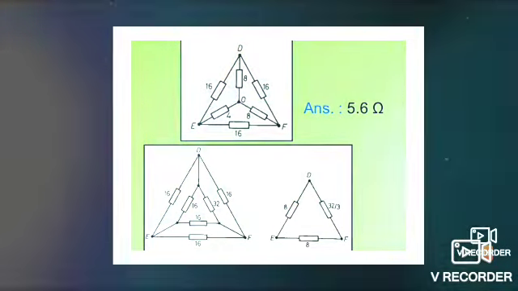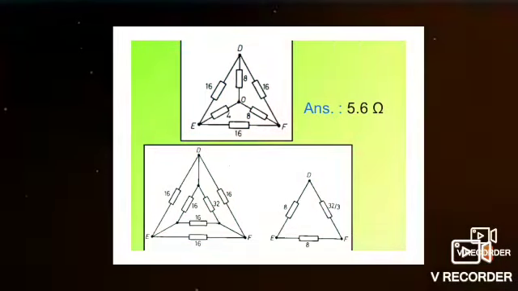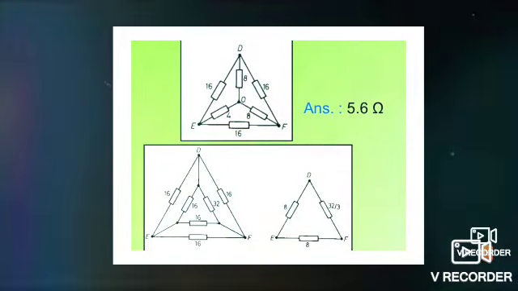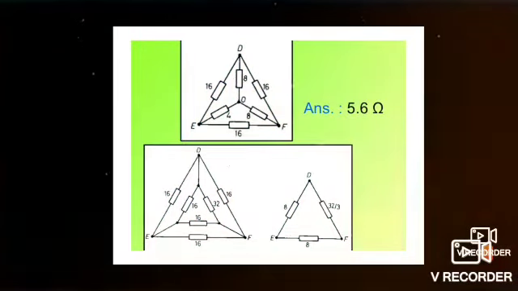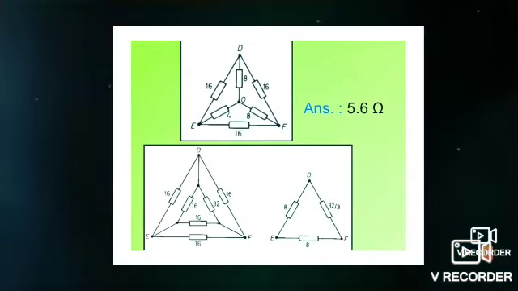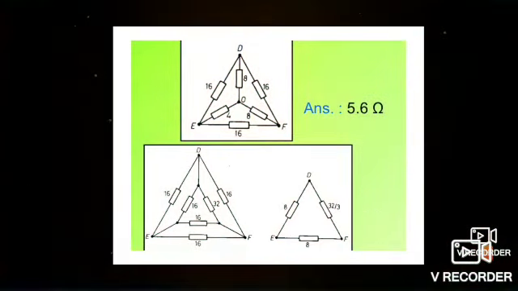Now the 16 and 16 ohm are parallel. Between E and D, 16 ohm and 16 ohm are parallel. Similarly, for E and F, 16 ohm and 16 ohm are parallel. For D and F, 16 ohm and 32 ohm are parallel. So the reduced circuit is 8 ohm, 8 ohm, 32 by 3 ohm.